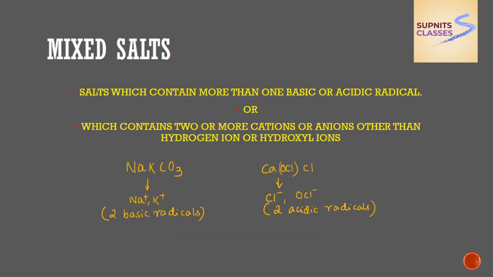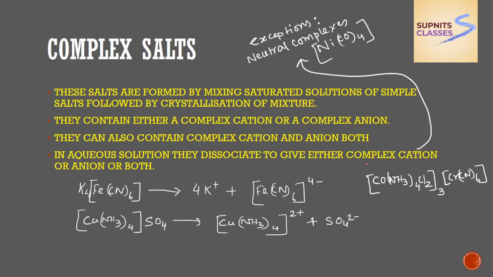Next we are going to study mixed salts. Mixed salts are nothing but salts which contain more than one basic or acidic radical. We have already discussed this in our brief introduction about salt, so I think there is no problem in this one. You can easily understand. For a definition, you can also use this: this kind of salts contains two or more cations or anions other than hydrogen or hydroxyl ions. So here you can see it contains two cations other than H plus when you put it in water, and here OCl minus and Cl minus, two acidic radicals when you put it in water, other than OH minus.